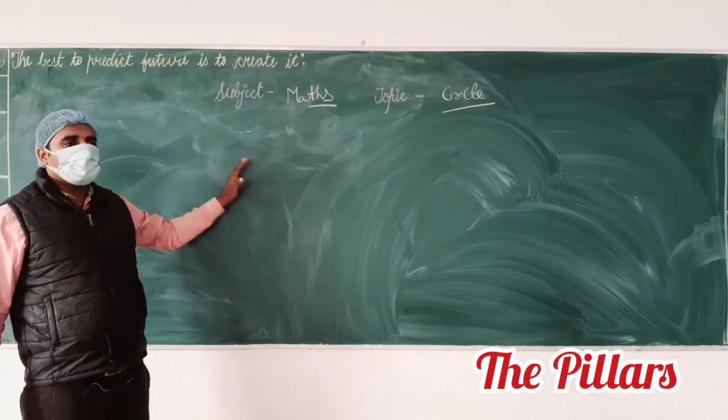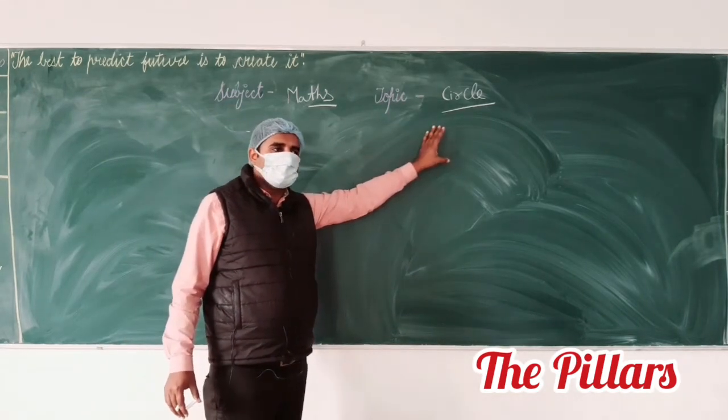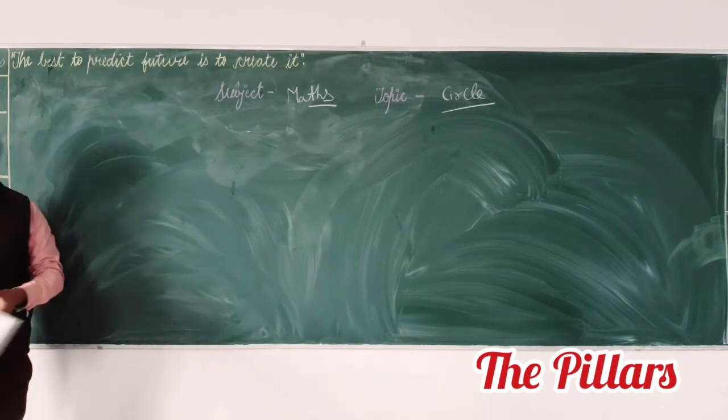Till question number 8 we have to complete it. We have to discuss the circle till question number 8. Anyone have any doubt? Now we have to solve question number 9.